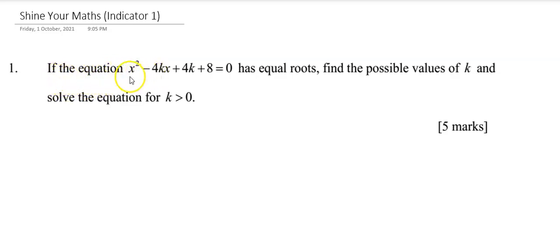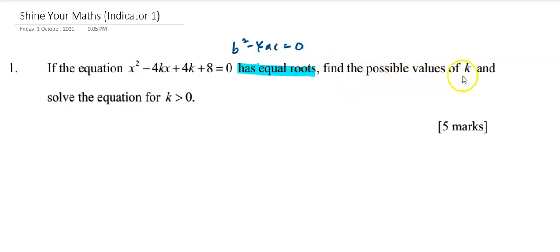If the equation x squared minus 4kx plus 4k plus 8 equals 0 has equal roots, we can highlight here, has equal roots, meaning that we know that b squared minus 4ac will be equal to 0. When you say that a quadratic equation has equal roots, it means that b squared minus 4ac, or we say the discriminant, will be equal to 0.